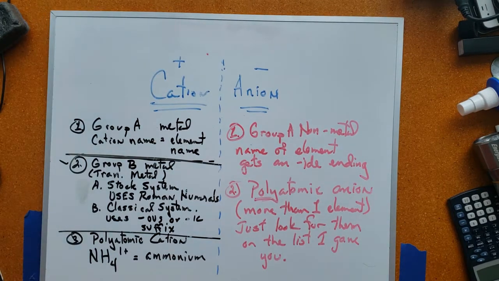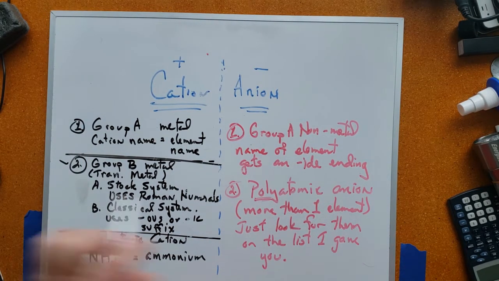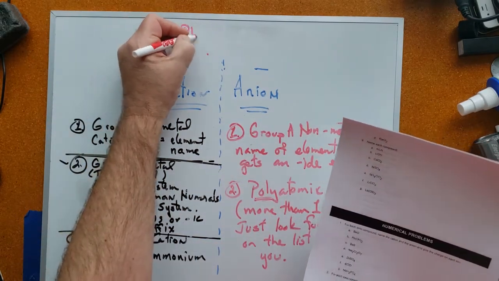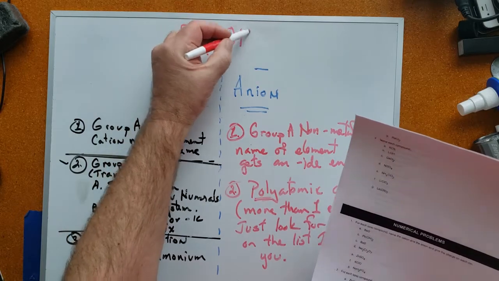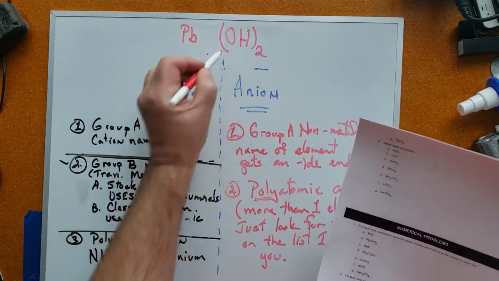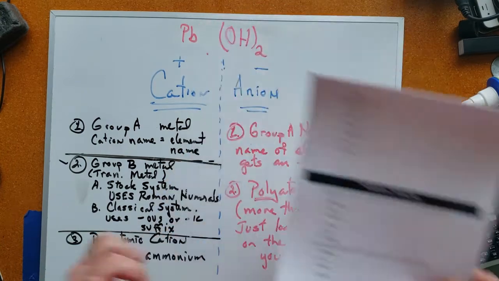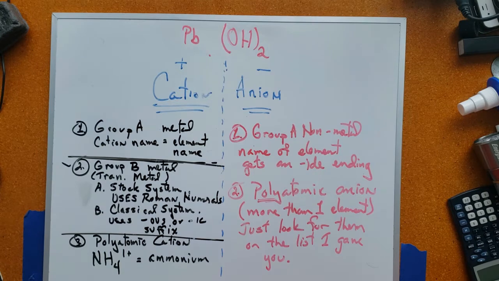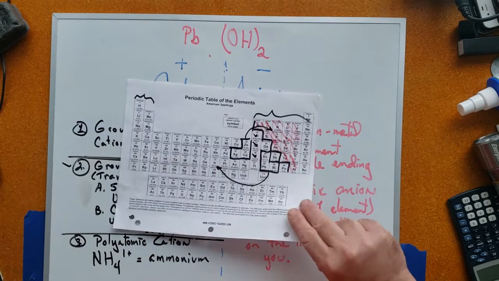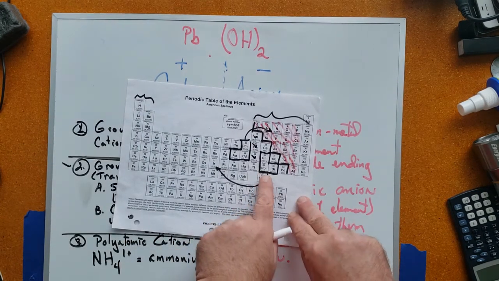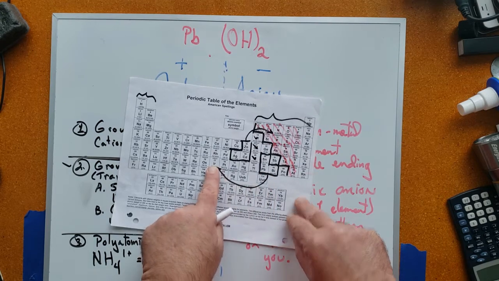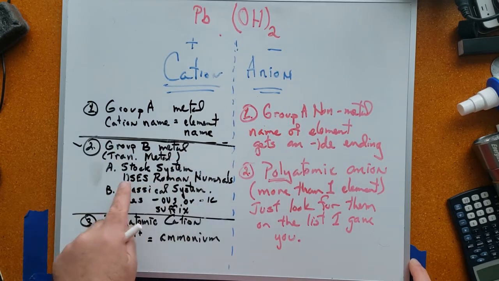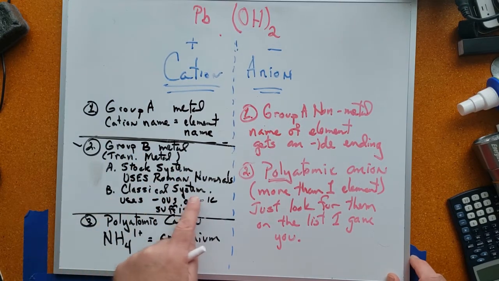Let's go ahead and look at the next problem here. It's going to be Pb and then OH taken 2 times. That's this one right here. Now, Pb, as it turns out, happens to be, although it's a group A metal, it really behaves as if it's a group B. So I'm going to go down here to this. For the group B metals, I'm going to have to use either the stock system or the classical system for naming this.